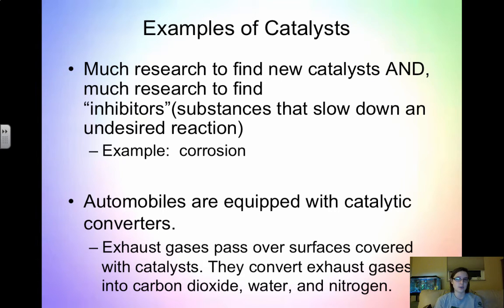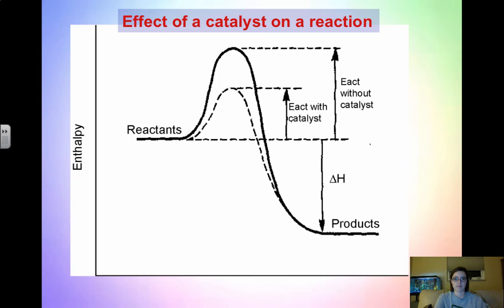There's a lot of research being done to find new catalysts, but also to find inhibitors. An inhibitor is pretty much the opposite of a catalyst. A catalyst speeds up the reaction, an inhibitor slows it down. You hear that term a lot when it comes to the drug market. When you're looking at prescription medications, they focus a lot on inhibitors within the body. But a big example going along with cars is corrosion. They're doing research in order to inhibit the rate of corrosion, so you want to find an inhibitor that will slow down the rate of corrosion.